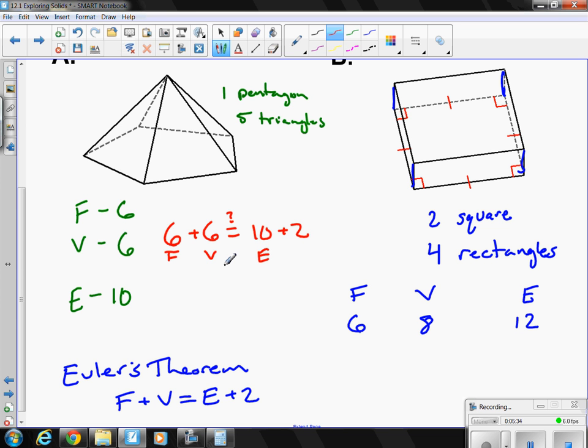And it does, that works. And you can test it for any polyhedron. So 6 plus 8, does that equal edges plus 2? That's 14. That's 14. It works. And we're going to actually use this later on in the section.